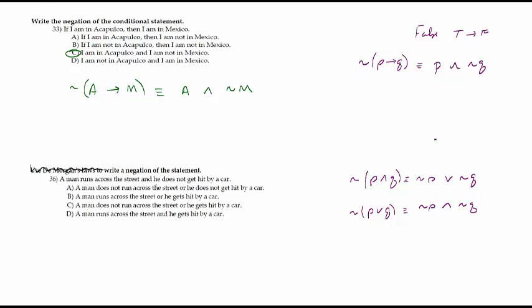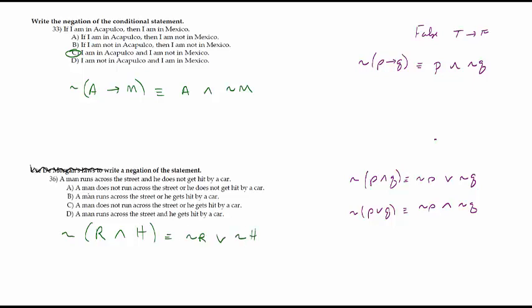A man runs across the street. So I'm going to say a man runs across the street and he does not get hit by a car. And it's up to you. You can let H be not hit by a car, or you can write it as not H, however you prefer. But I'm just going to go with H for not hit by a car. So the negation of this statement is going to be not R or not H.